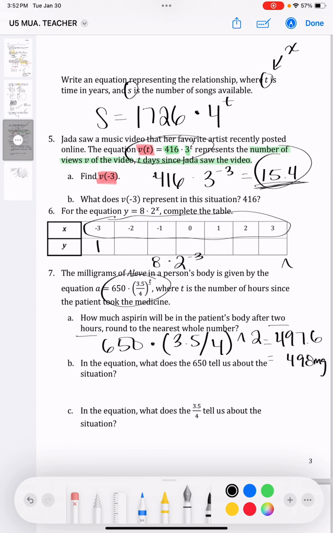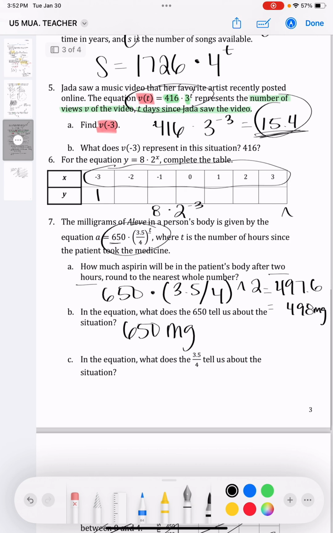All right, letter B is asking for you to tell me, what does 650 tell us about the situation? 650 is in the place of A, which is our starting value. So this 650 means that when the person first took the pill had 650 milligrams of medicine. Or there was 650 milligrams of medicine in the person's body when they first took the pill.